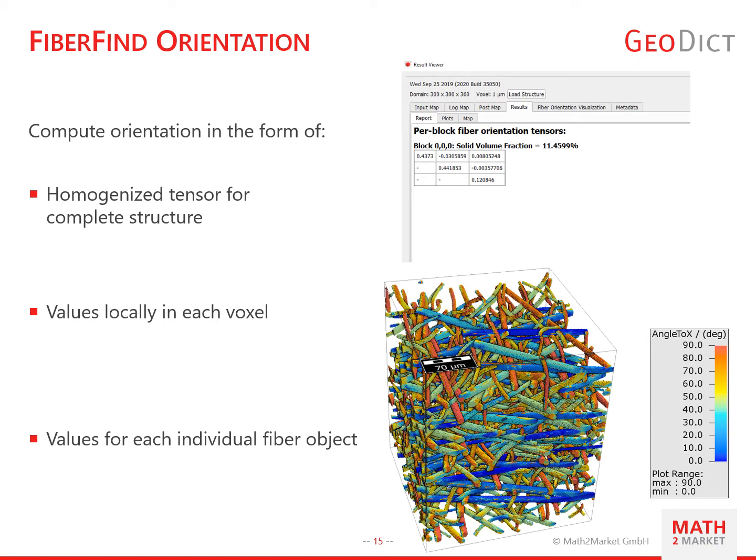And similar to the fiber diameter tool, there's the fiber orientation tool that has also been part of GeoDict for a long time. We have improved this tool in GeoDict 2021 to create smoother fields. Again, you can get the homogenized tensor for the whole structure, but you can also obtain fiber orientations in each voxel. And this field, which contains not the diameters but the orientation for each voxel, should be smoother and better suitable for simulations in GeoDict 2021.